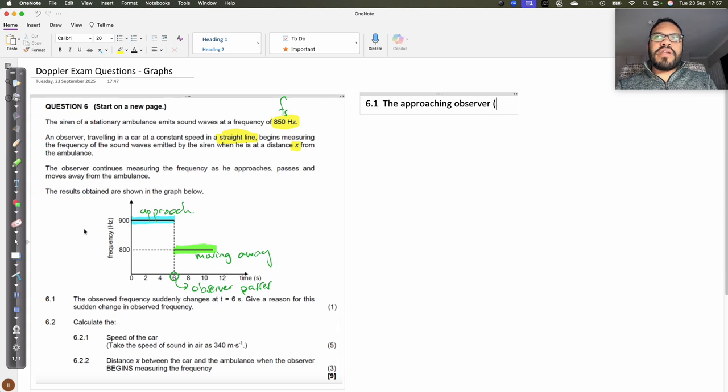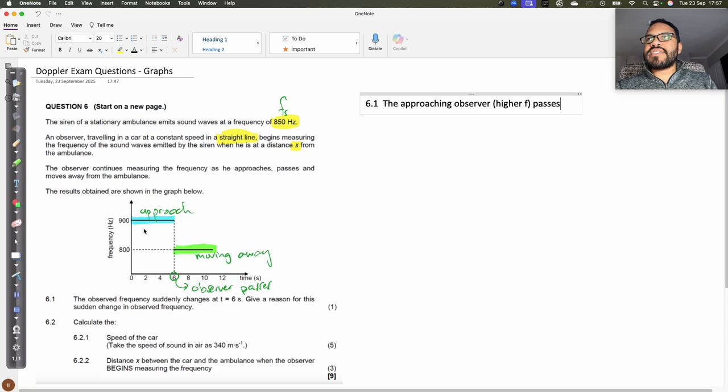Now, how do we know they're approaching? That's when the frequency is higher. Okay, so there's a higher f. And then we will say passes. And that's the important word there. Passes the source. Not the course, the source. Passes the source at t equals 6 seconds.